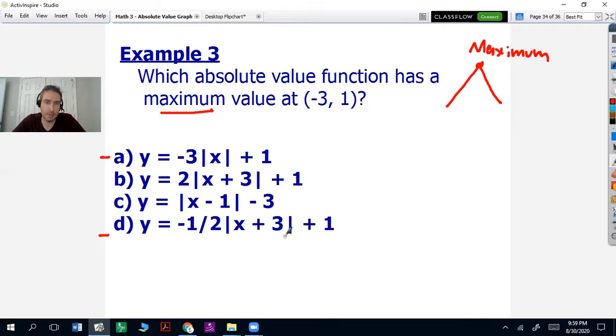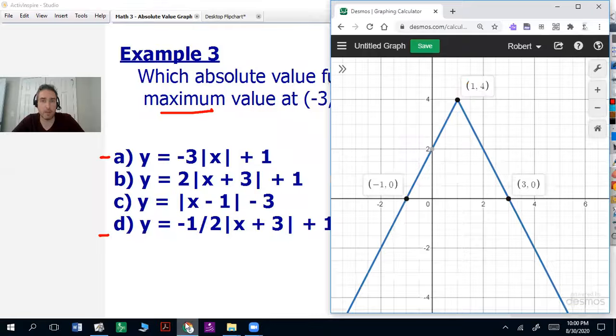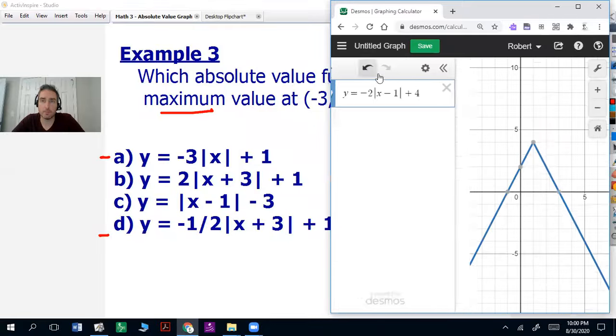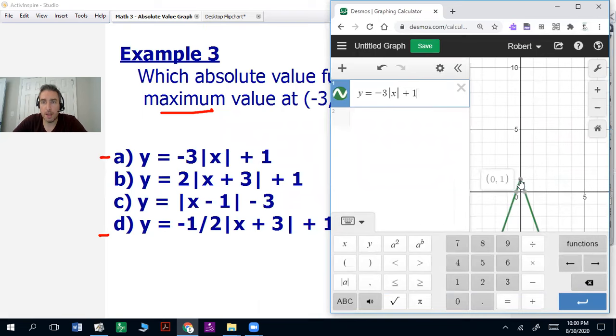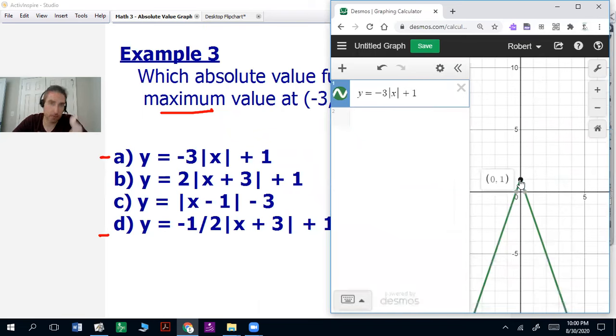It's going to be D because this is plus 3, so that's left 3, and then this is plus 1, it's going to be up 1. We can verify that though. So if I did y equals -3, and then do absolute value of x plus 1, you can see that its maximum is 0, 1, so that's not going to work because it doesn't shift left to right, so it's going to be 0, then 1.